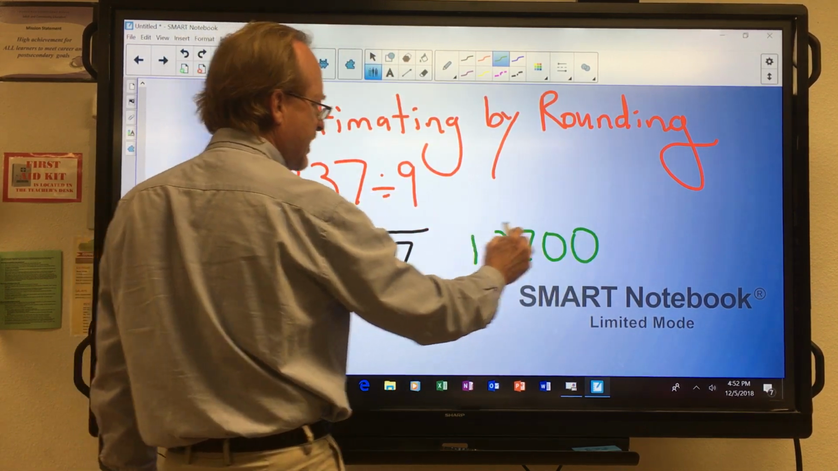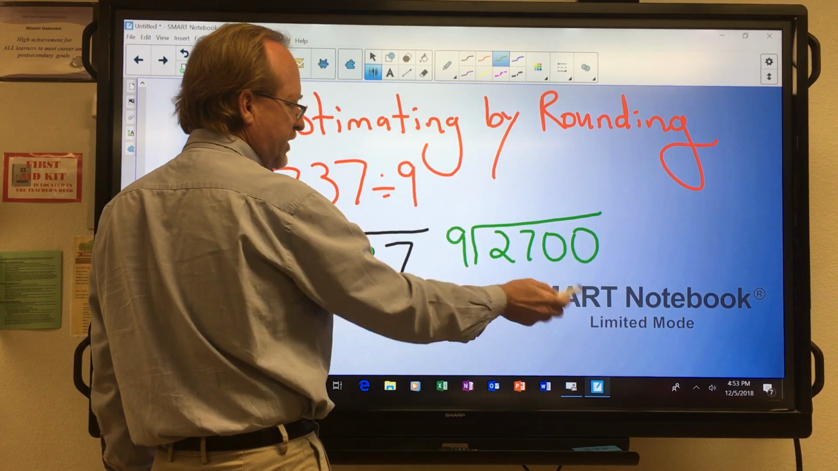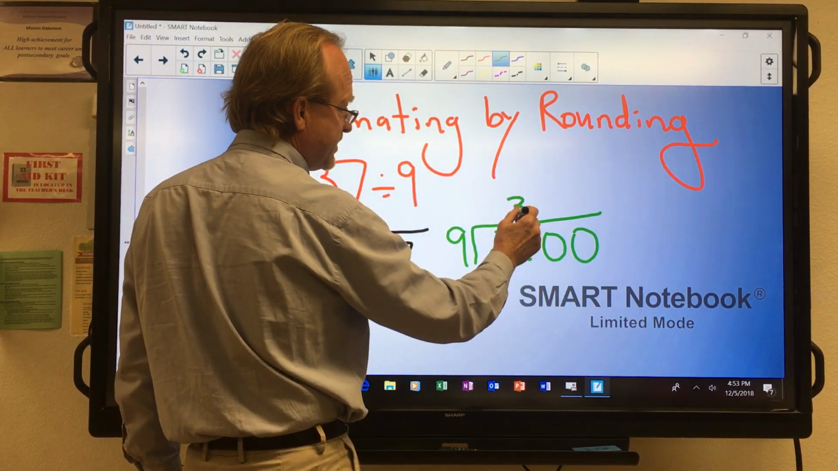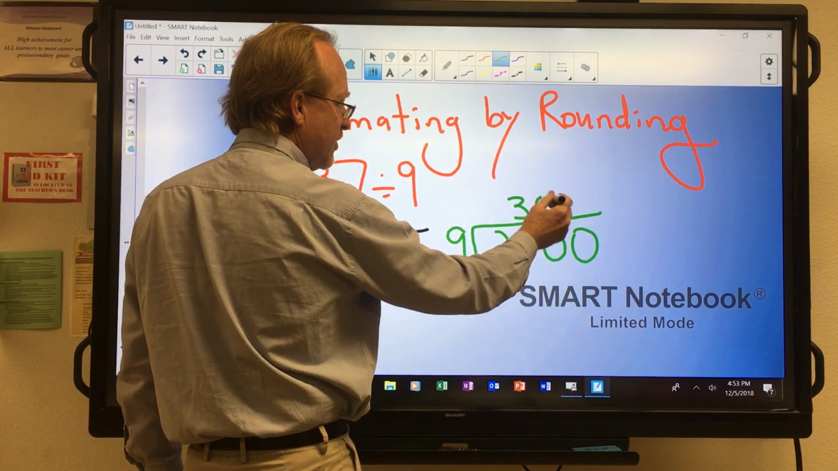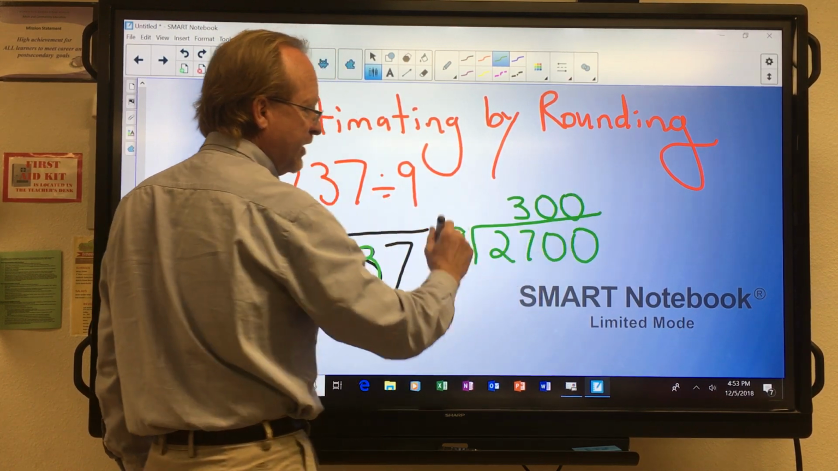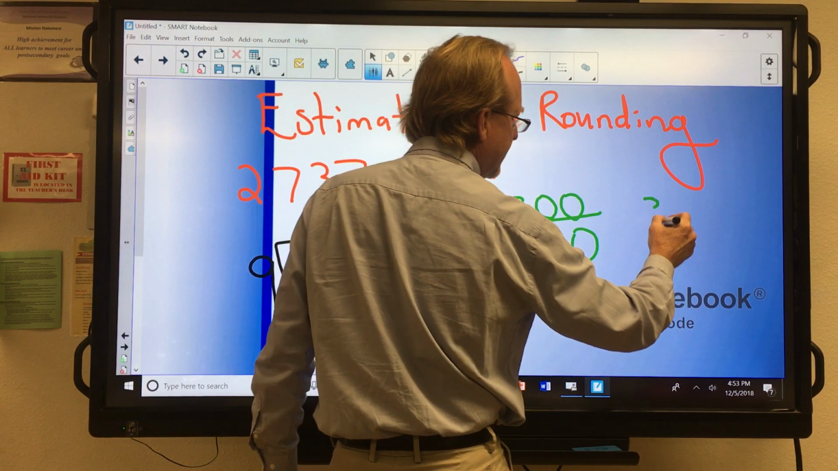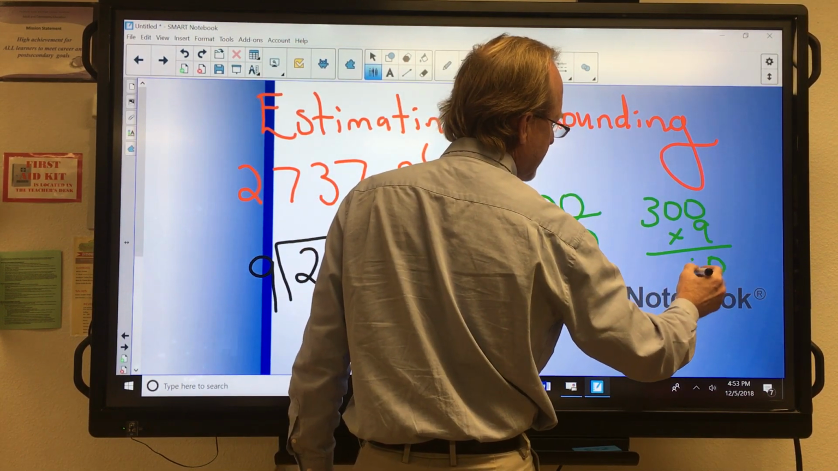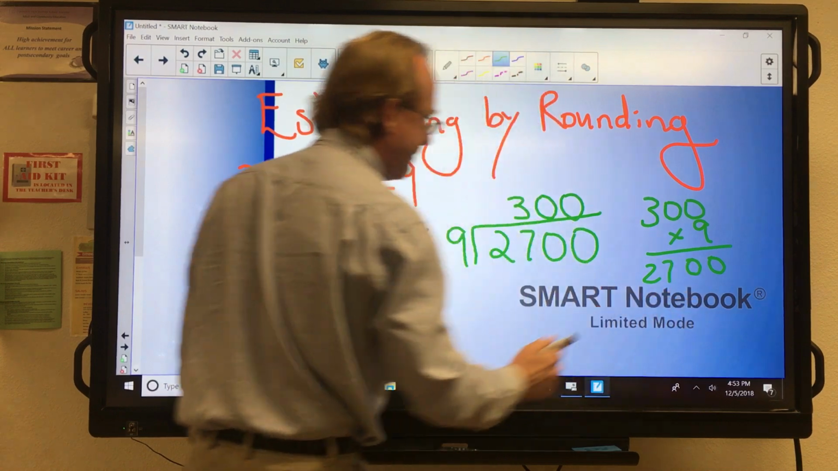And we're dividing by 9. So 9 doesn't go into 2, but it does go into 27. Know your times tables. 0 there, 0 there. 9 times 300, and I'll check by doing multiplication. 0, 0. Yep, I'm good.